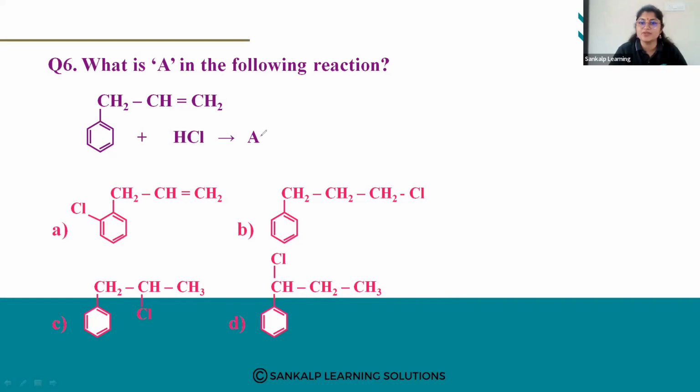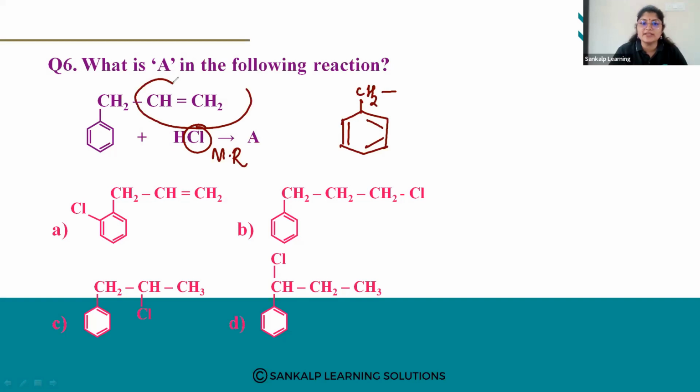Now there is no peroxide. So this is following what? It is Markovnikov's rule. So what is according to Markovnikov's rule? The negative part of the halogen halide will be added to the carbon which is having the least number of hydrogens.